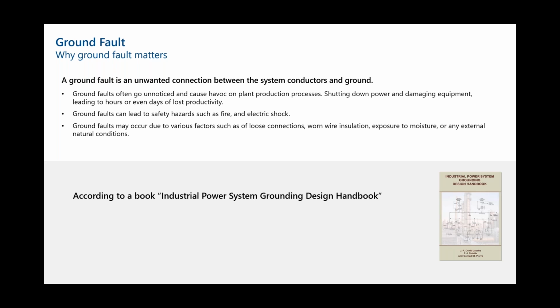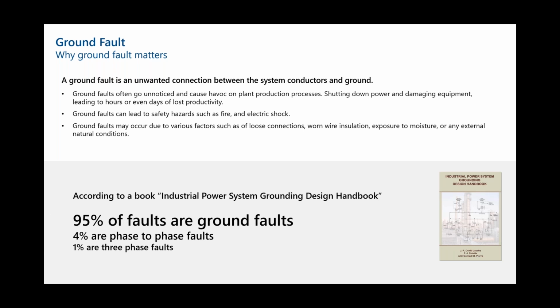Now, according to the Industrial Power System Grounding Design Handbook, 95% of electrical failures are of the phase-to-ground type. So when we're utilizing a high resistance grounding system, we're essentially tackling 95% of electrical failure cases in limiting that fault current to a specific value. The remaining 5% consists of 4% being phase-to-phase faults, and the remaining 1% as three-phase faults where all three phases are shorted against each other.